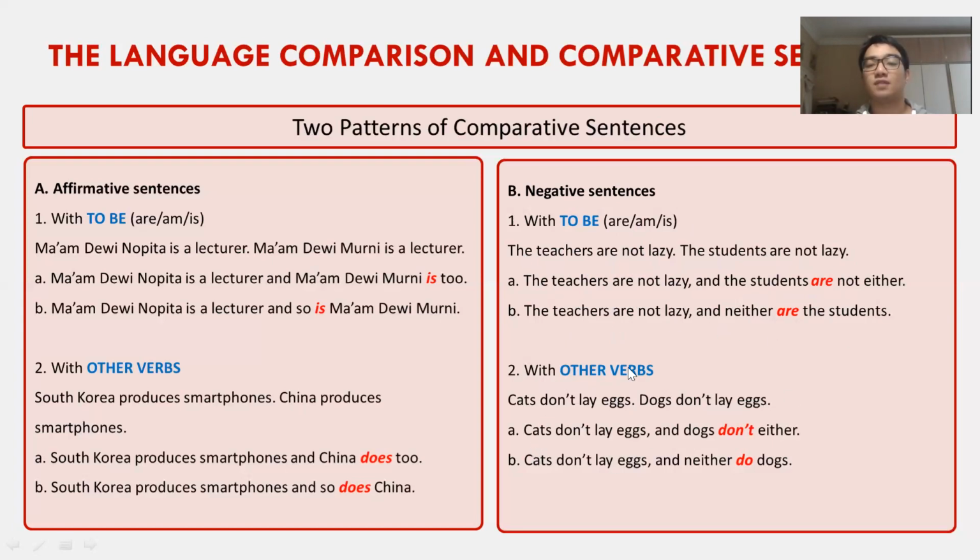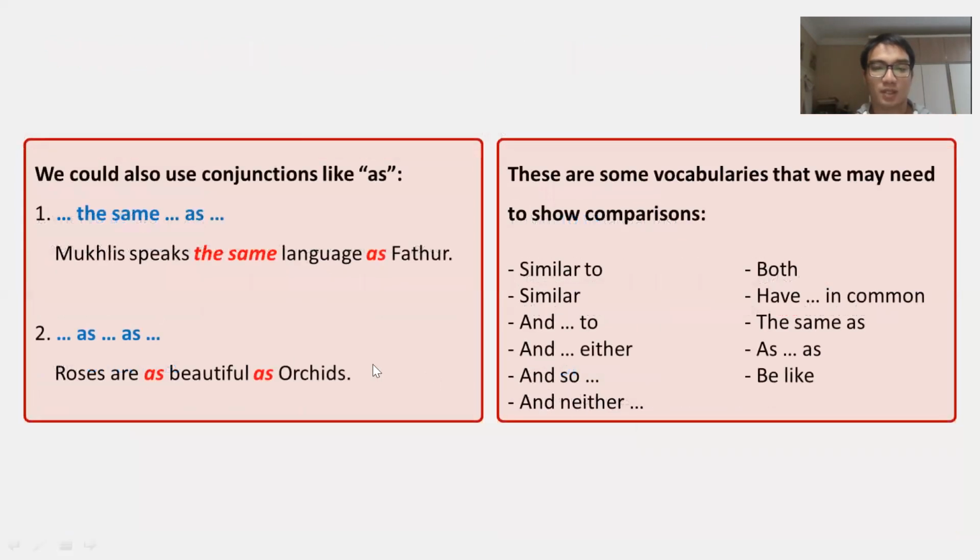If we use other verbs, it will be like this: cats don't lay eggs, dogs don't lay eggs. It's similar. If we transform this into a comparative sentence, it will be: cats don't lay eggs and dogs don't either, or cats don't lay eggs and neither do dogs. Next, we're moving to the next point, still in the first subtopic.